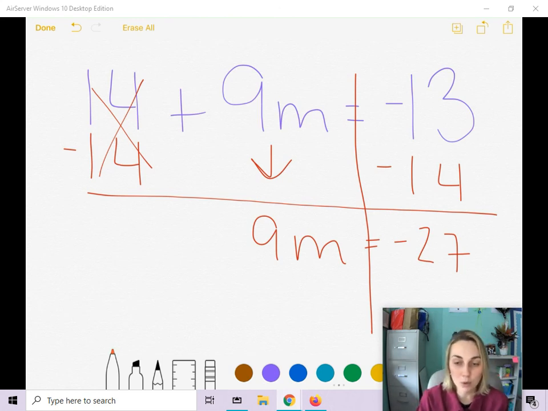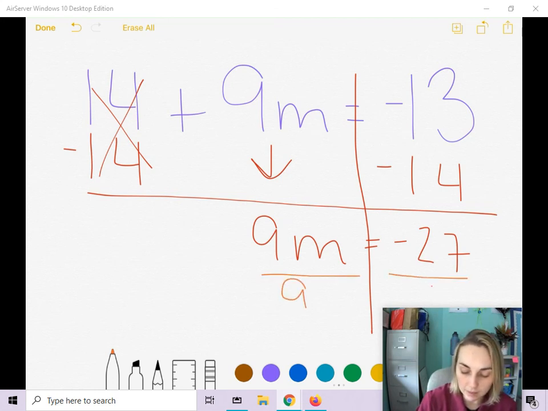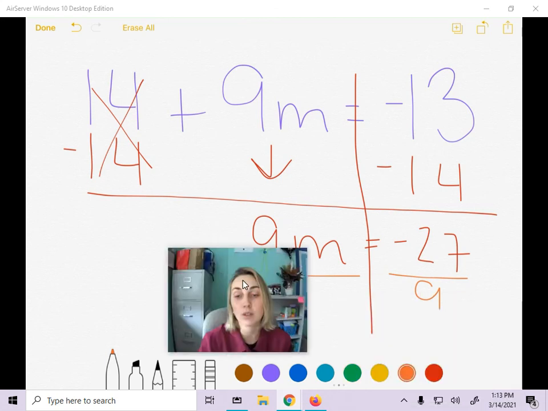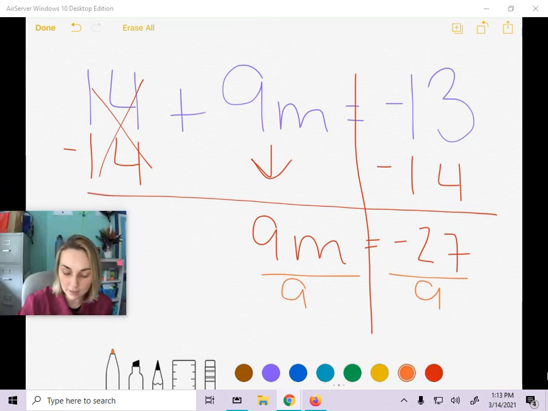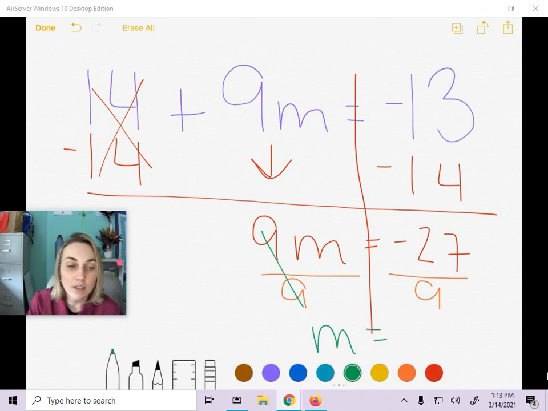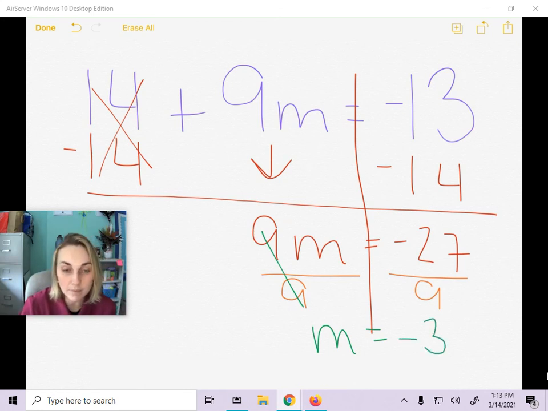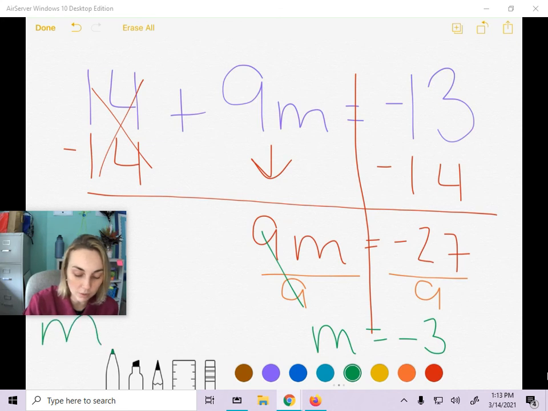So we have 9 multiplied by m. So the opposite of 9 getting multiplied by m is to divide by 9. If you do it on one side of the equal sign, you do have to do it on the other side as well. And then we can solve for m. Again, these cancel out because they're opposites. So that just leaves us with m. So I brought it down. And then -27 divided by 9 is going to leave us with -3. So m is equal to -3.